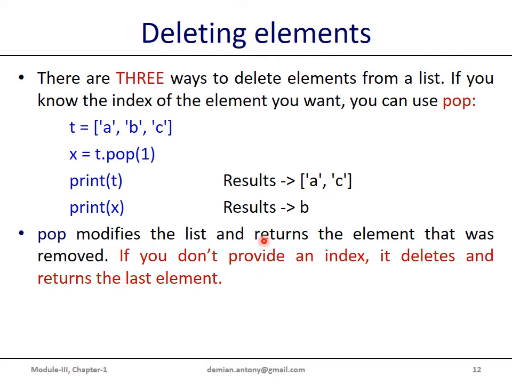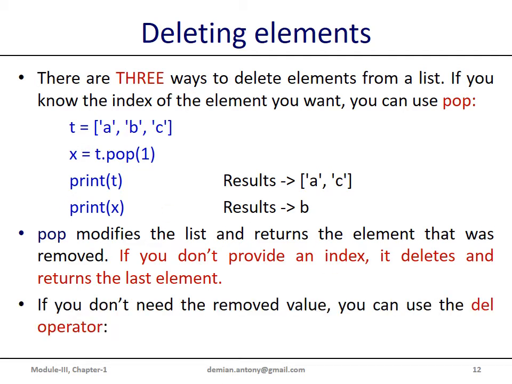If you don't provide the index for the pop method, if you just write x is equal to t dot pop with an empty argument list, then it deletes the last element and returns the same element to the variable on the left-hand side of the assignment. So in this case, if we write x is equal to t dot pop, we get the list t with only A and B, and C is removed and assigned to variable x.